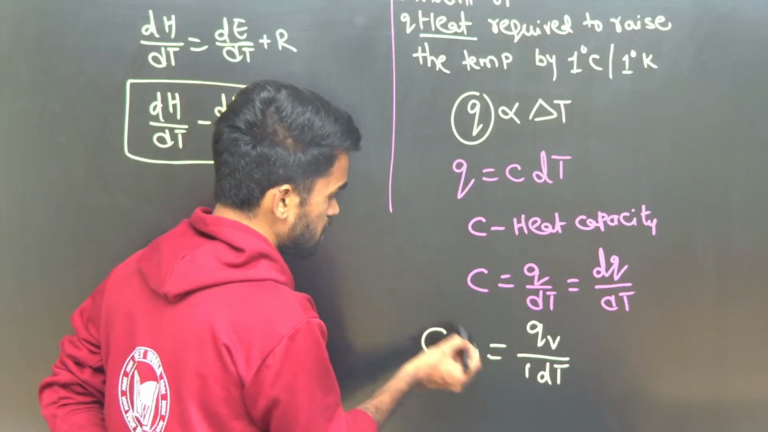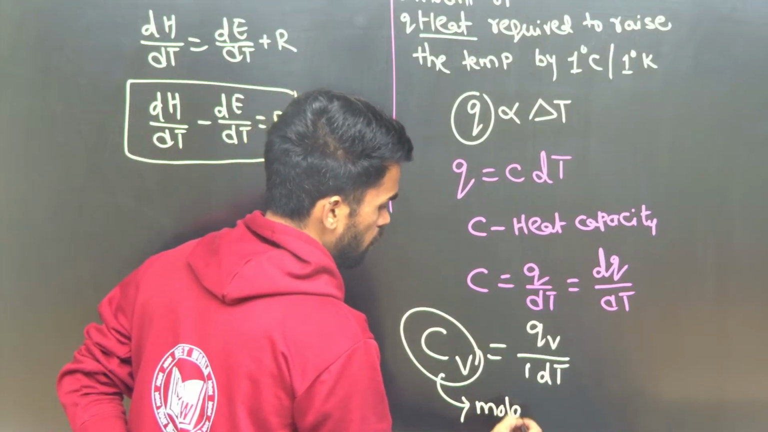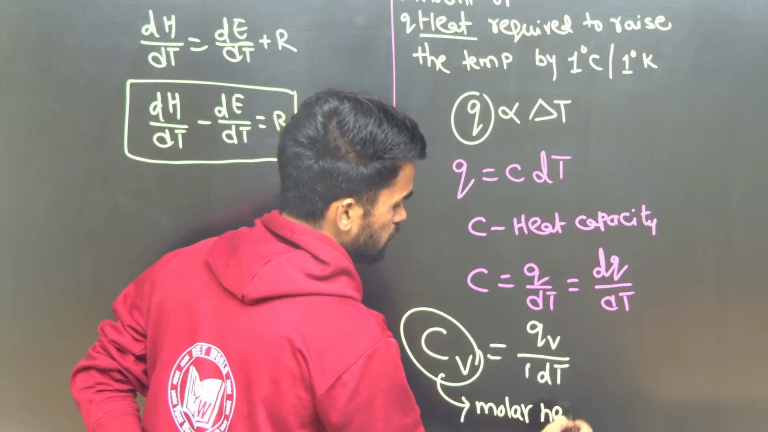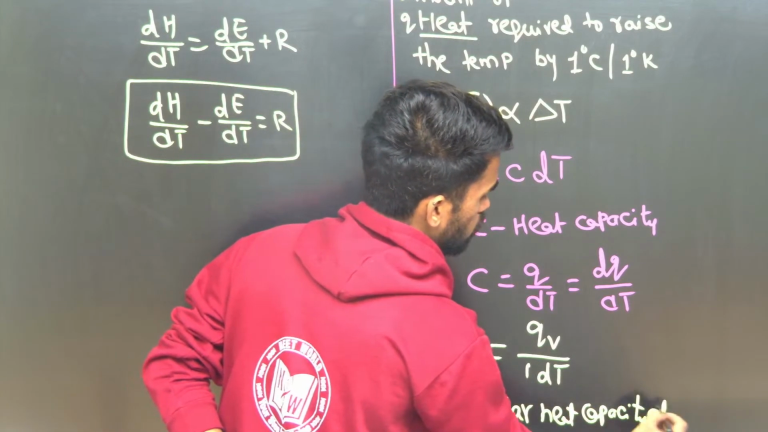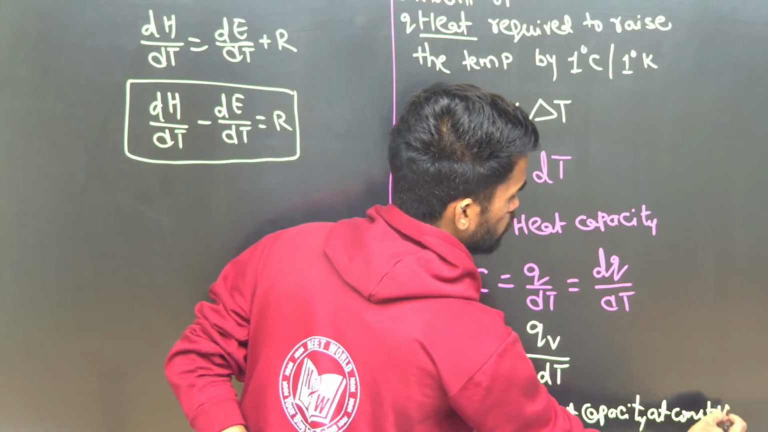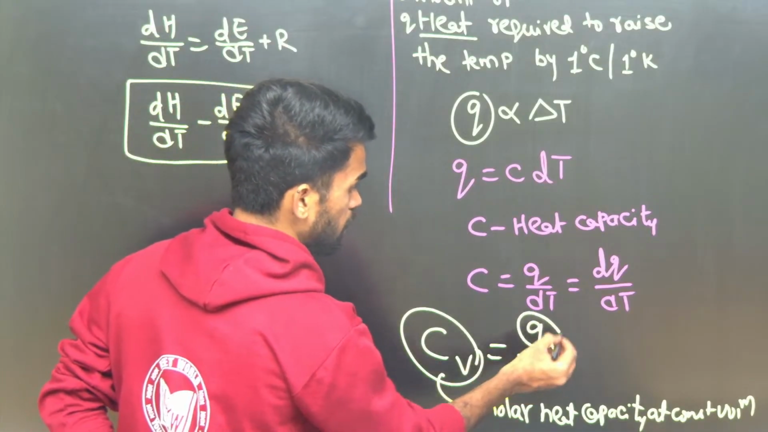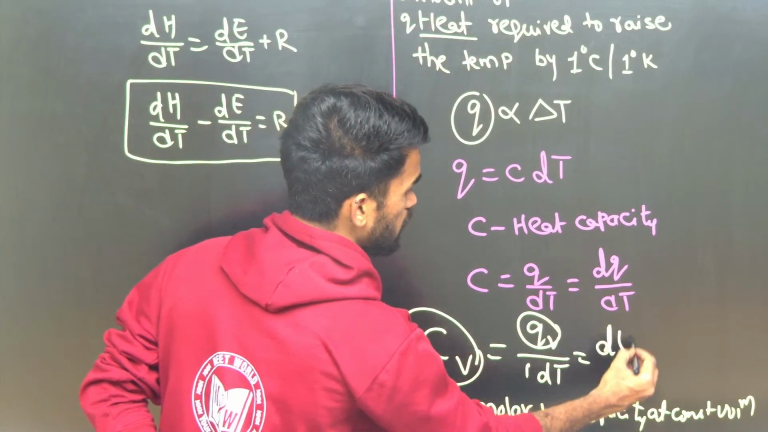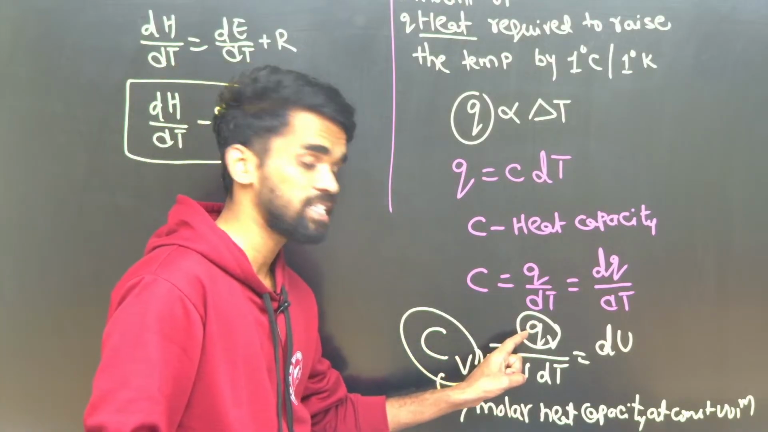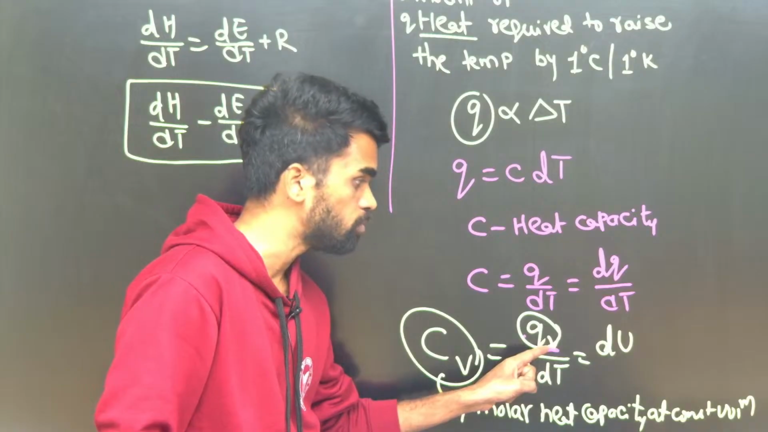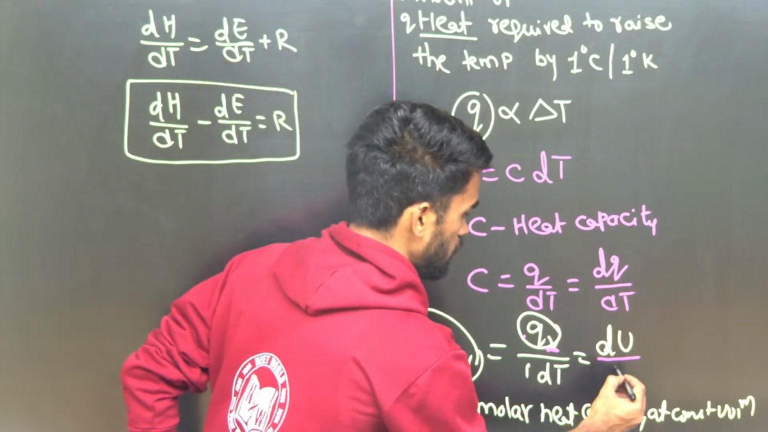So I can say this Cv is the molar heat capacity at constant volume. This QV is nothing but dU. Why am I writing dU? Because QV is the heat content of the system measured at constant volume, which is nothing but the internal energy change, or dU. So I can write dU by dT.